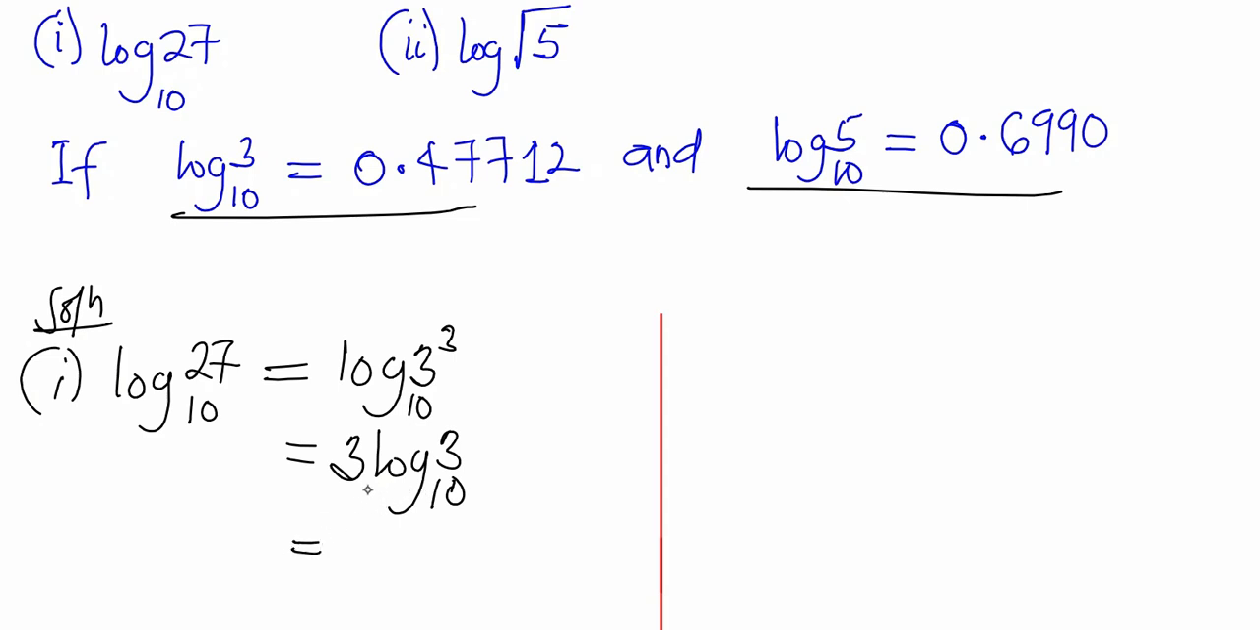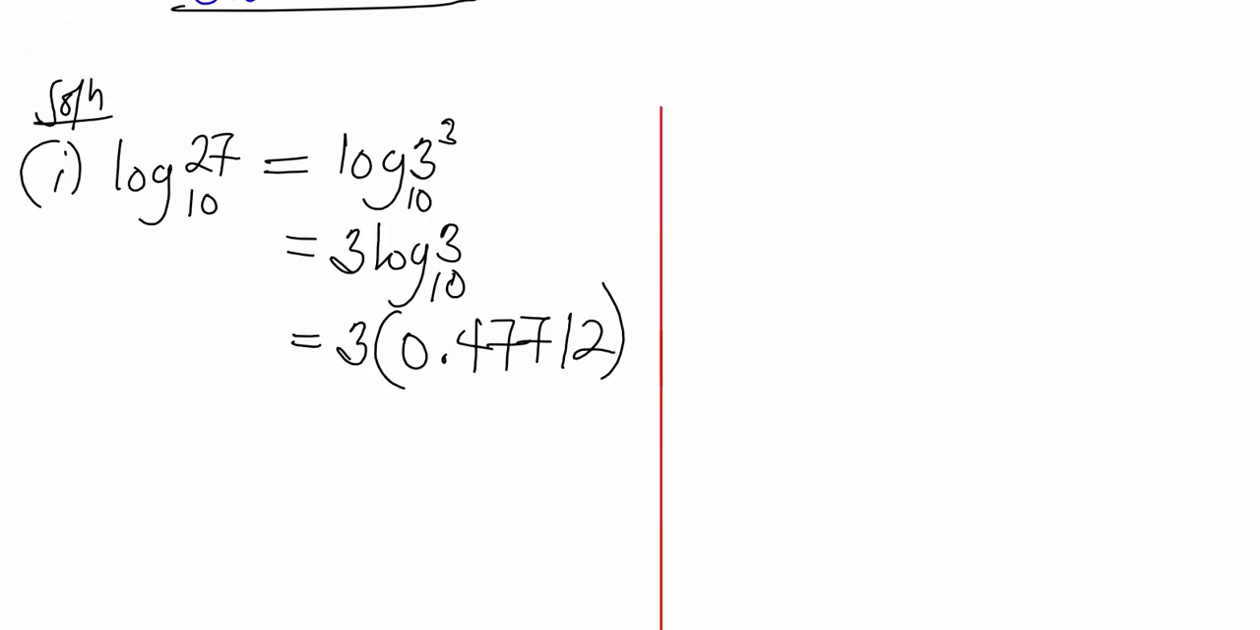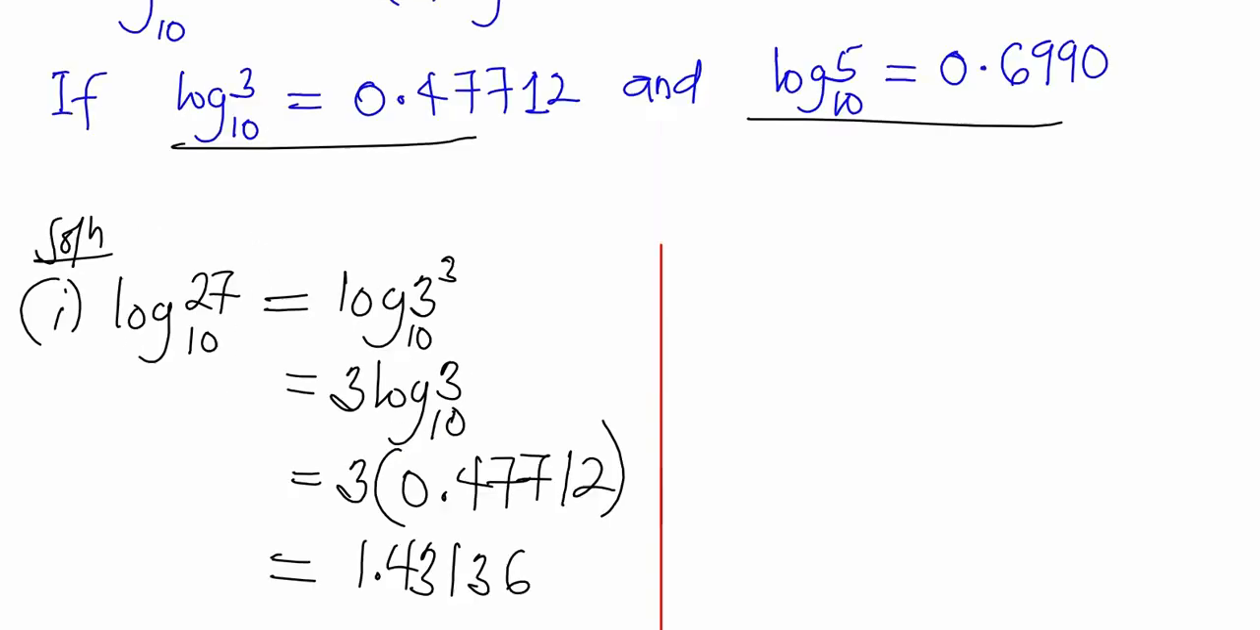Now we have the value of log 3 base 10. So we just write 3 here. We substitute the value of log 3 base 10. That is 0.47712. And at the end, our final solution now becomes 1.43136. So that is when 3 multiplies 0.47712. So this becomes the solution to log 27 base 10. Now let's try the next one.